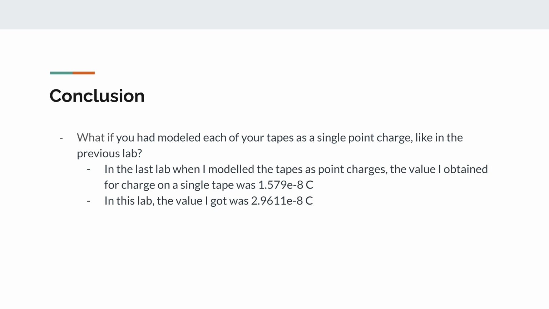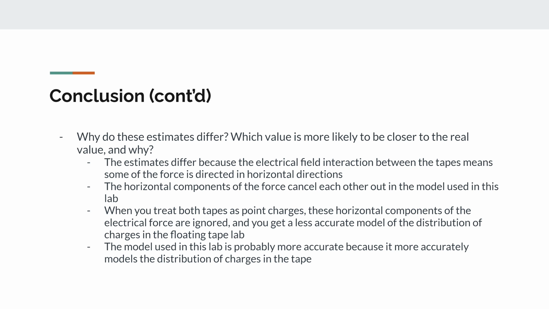Conclusion. What if you had modeled each of your tapes as a single point charge like in the previous lab? In the last lab, when I modeled the tapes as point charges, the value I obtained for the charge on a single tape was 1.579 times 10 to the negative 8th coulombs. In this lab, the value I got was 2.9611 times 10 to the negative 8th coulombs. Why do these estimates differ? Which value is more likely to be closer to the real value, and why?